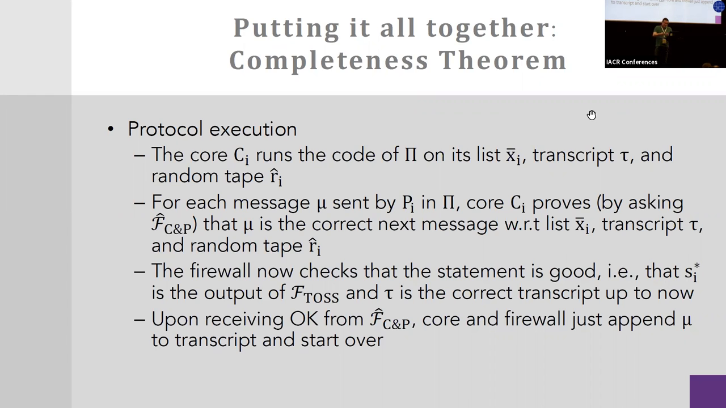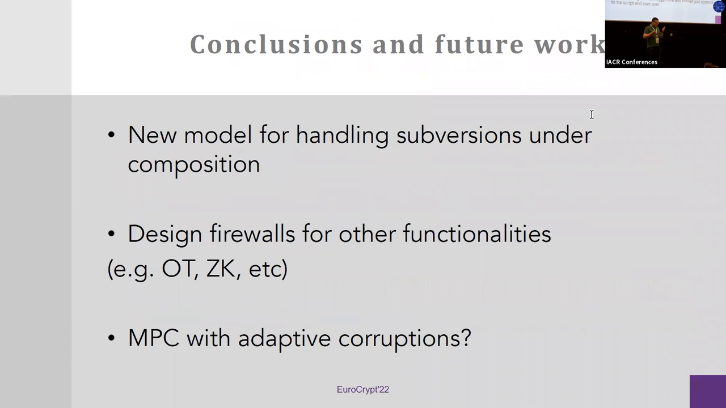Of course, this commit and prove functionality is parameterized by the statement that this message is produced correctly, and so on. So now the firewall can sanitize the statement. It just means that we check if this S_i star, which is the output of the FTOS functionality, and the transcript are correct until now, and everything is good. Then we just append this message to the transcript and run everything all over again. So then we get a sanitized GMW.